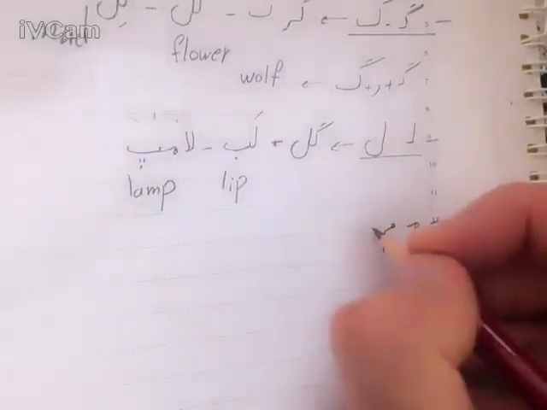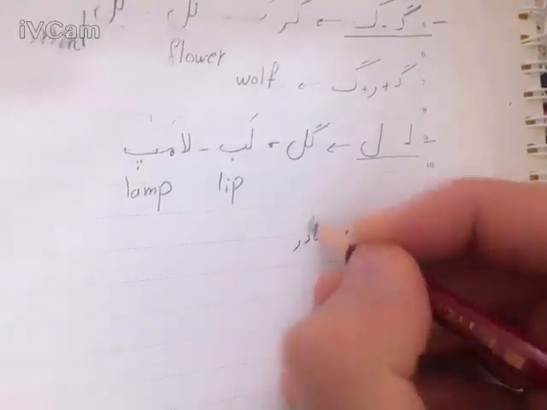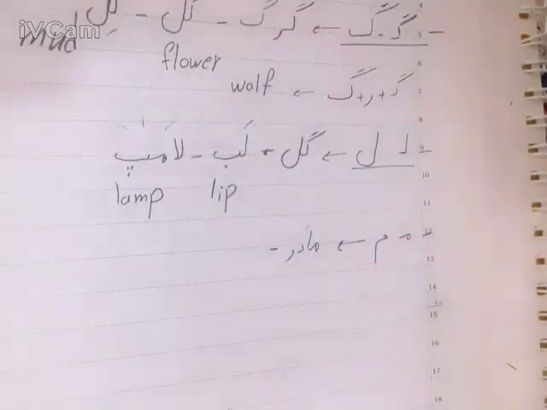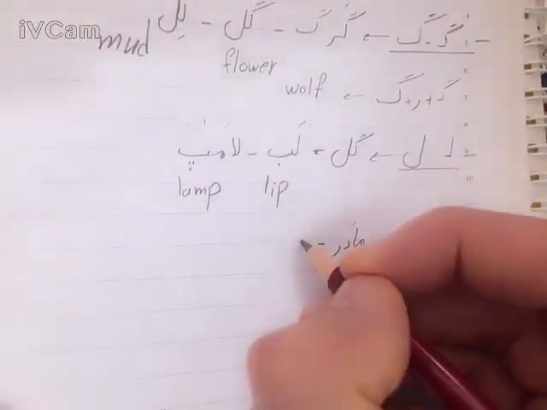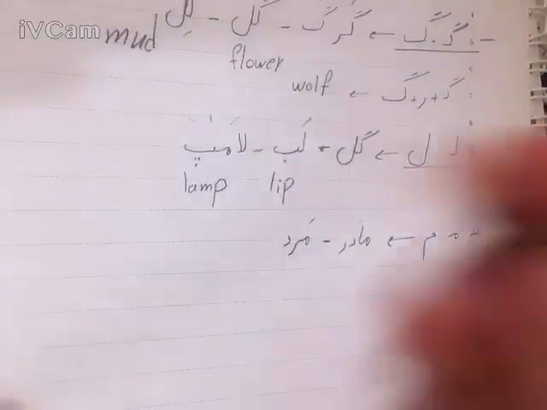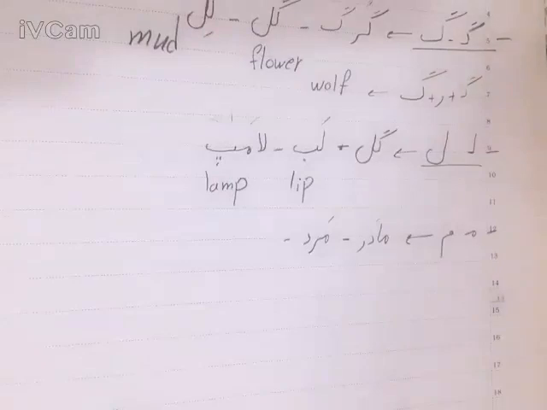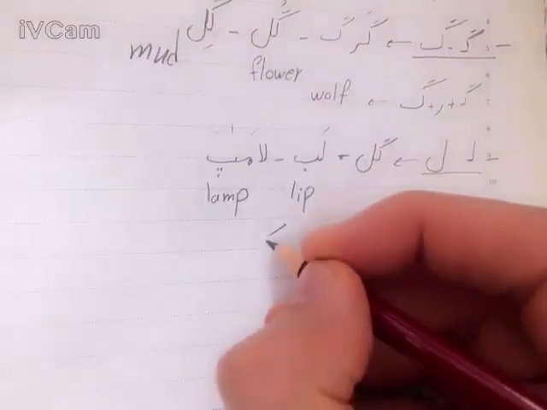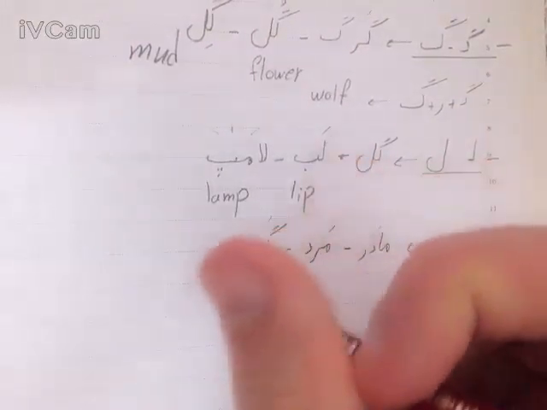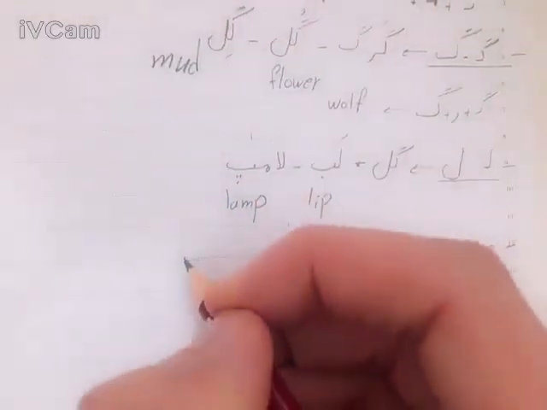So then again, we had مادر, which meant mother, and مرد. مرد means a man, a male human. And at the end, گرم. گرم means warm. So we had this one before. مرد. مرد is super easy.